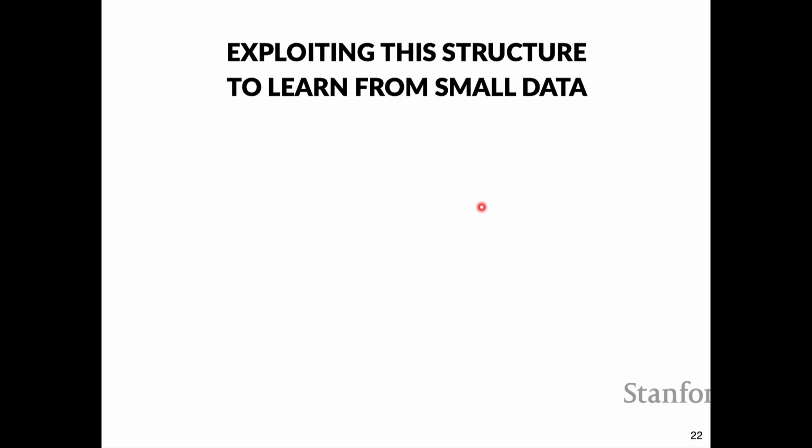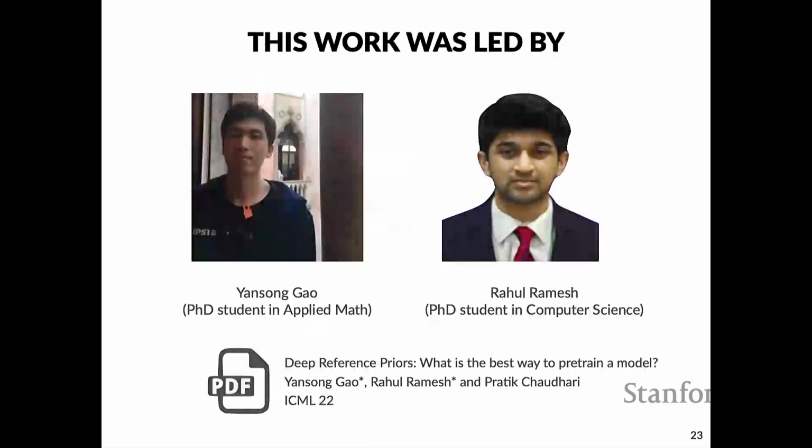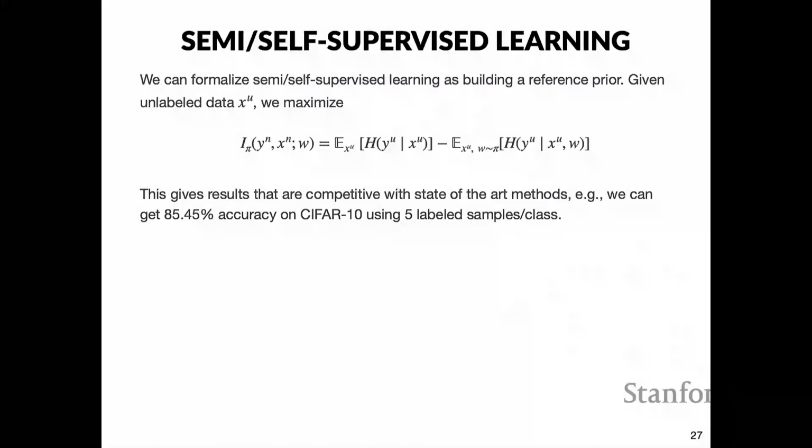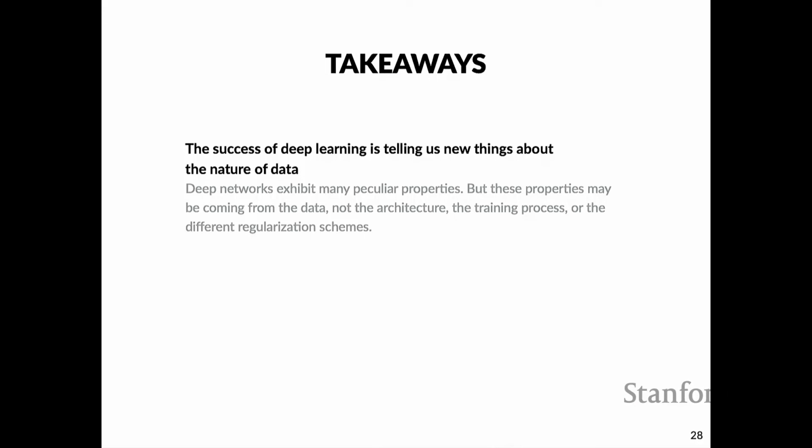Okay. I won't worry about this result. I can tell you later, but let me conclude with this. So, as I said, the success of deep learning is telling us new things about data. And we have really attributed terribly many mysterious properties to these networks over the years. It could be data that explains it.